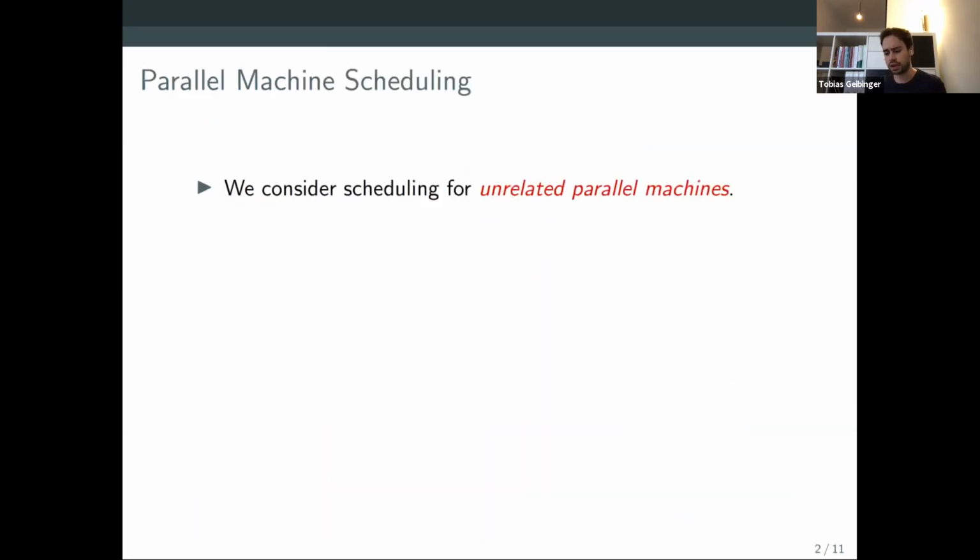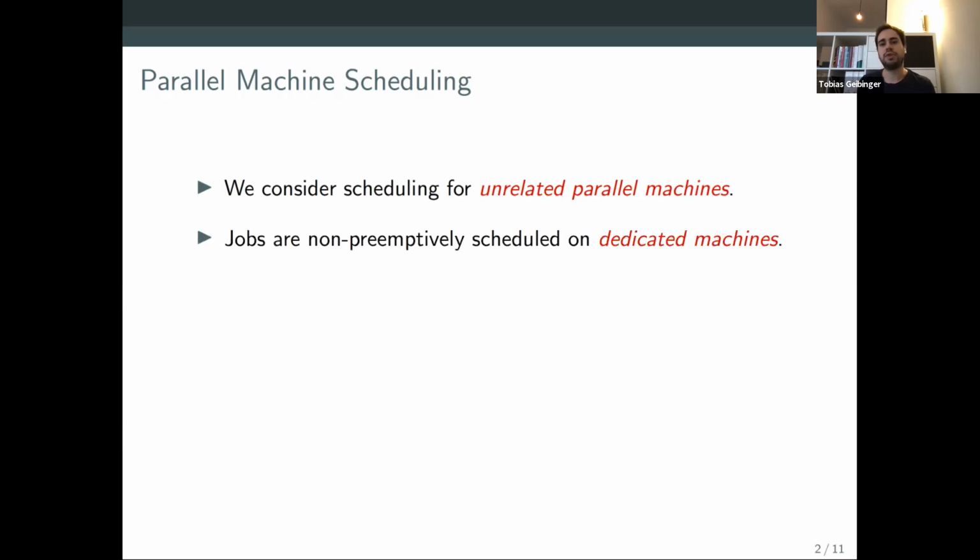So our scheduling problem concerns unrelated parallel machines. This unrelated means basically that the jobs do not need to be performed on several machines, but only on one. And the machines have different efficiencies. Now, the jobs are non-preemptively scheduled, so once they are started, they cannot be paused or stopped. And we have dedicated machines. So what this means is that a job cannot necessarily be performed on every machine, but only on a subset of the machines.